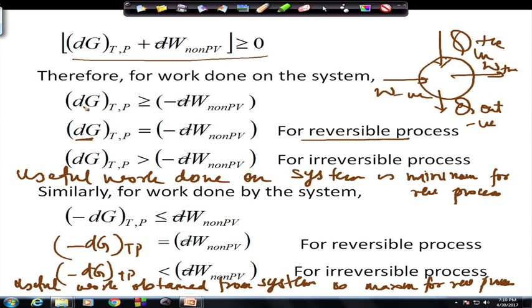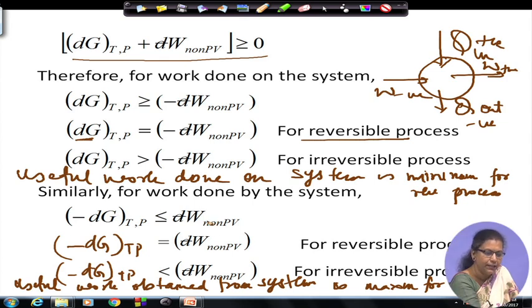One shows that the decrease in Gibbs free energy is equal to the useful work done by the system, and we find that the maximum work that can be extracted from the system is obtained for a reversible process, and whatever useful work we can obtain from the system for an irreversible process is less than the useful work that can be obtained for a reversible process.